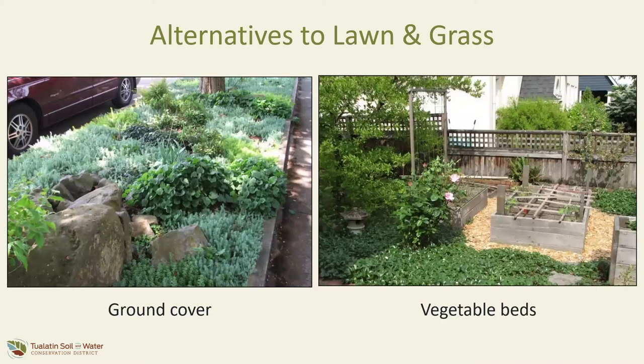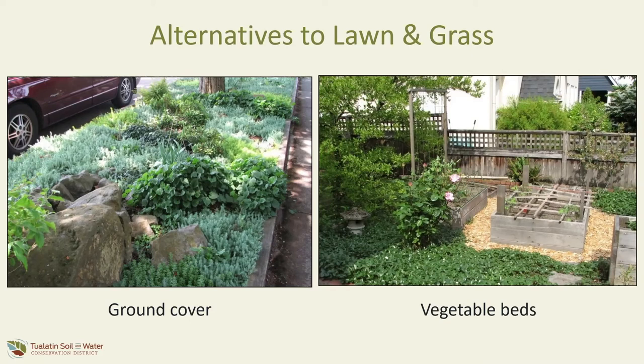We've got two more lawn alternative examples to share here. On the left, you can see the use of ground cover plant species in place of what was a grassy parking strip. And a ground cover is going to provide the same lush green, low-lying look as grass. But as you can see by the different colors of green in this picture, there's a lot more species diversity there, which is really great for wildlife. And if you use native ground covers, this is going to be a low maintenance option because once they're established, they really don't require a lot of care.